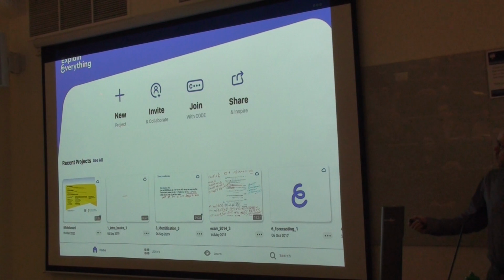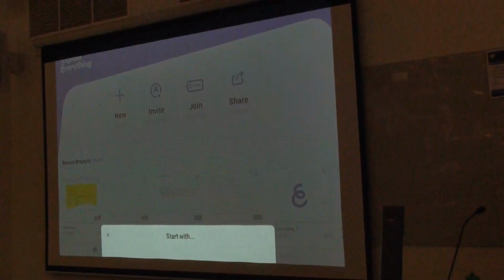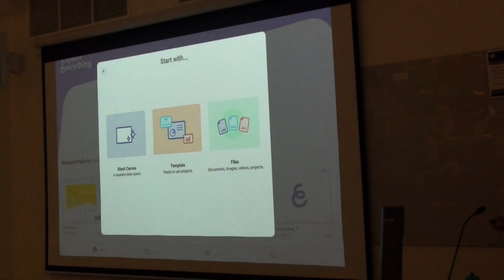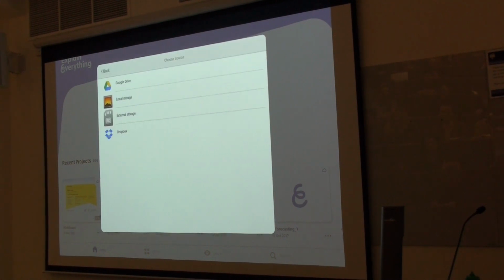So I can start with a new project. As Michelle said, I can invite and I can join and I can ultimately share. But I'm going to go ahead and just click on New Project. And again, as Michelle said, I can start with a blank canvas, or I can start with some files. Typically I go with files. And I've got local storage on my tablet. I've got an SD card in this, or I can use Google Drive or Dropbox.